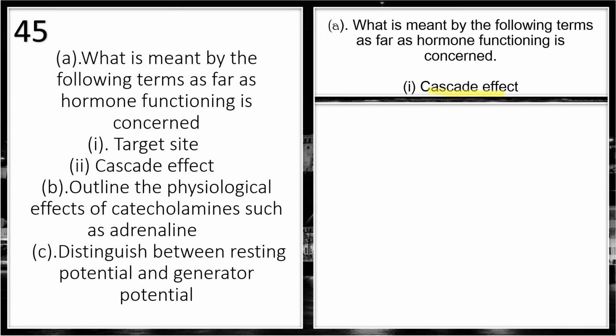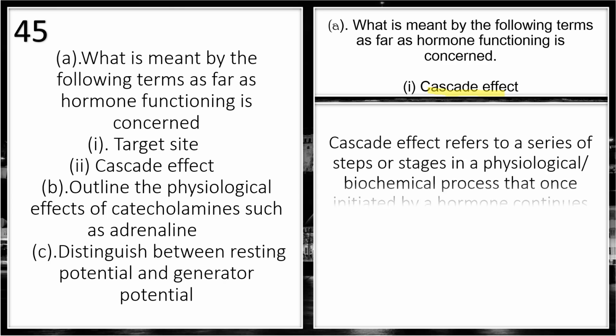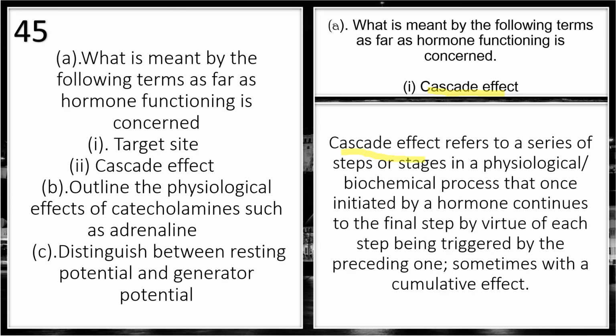Cascade effect. Cascade effect refers to a series of steps or stages in a physiological or biochemical process, once initiated by hormones, that continues to the final steps by virtue of each step being triggered by the preceding one, sometimes with a cumulative effect.